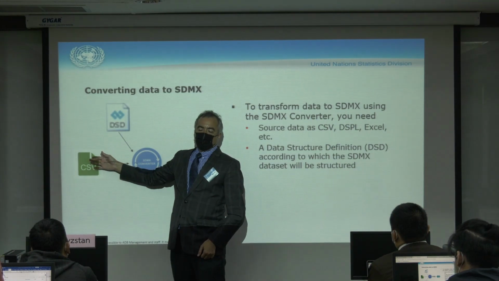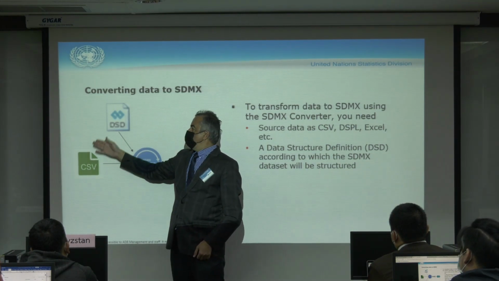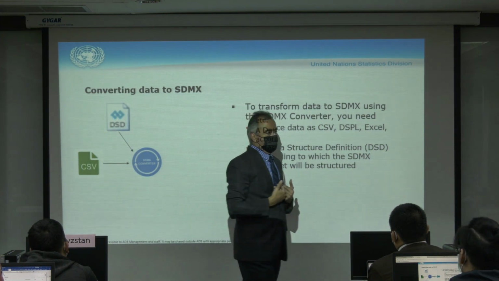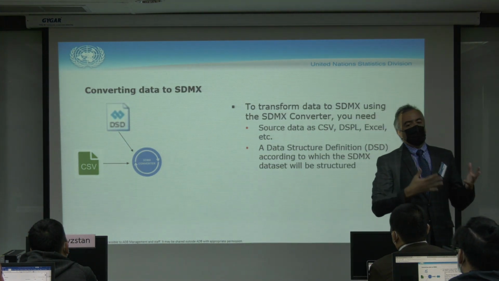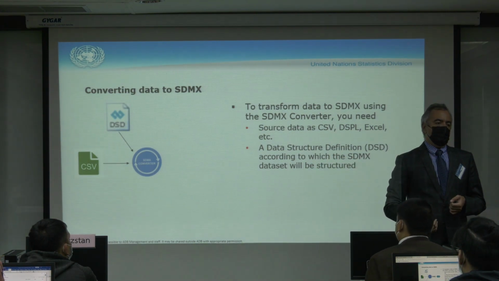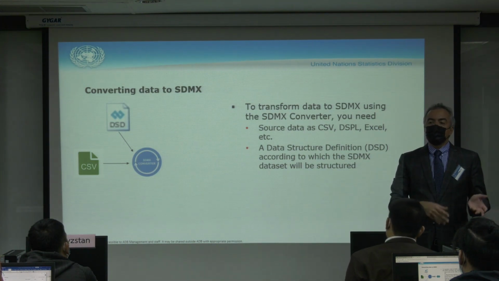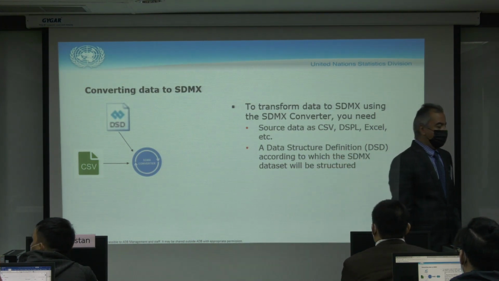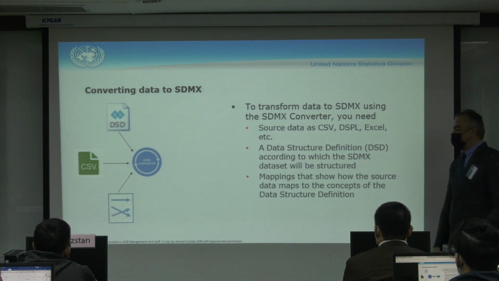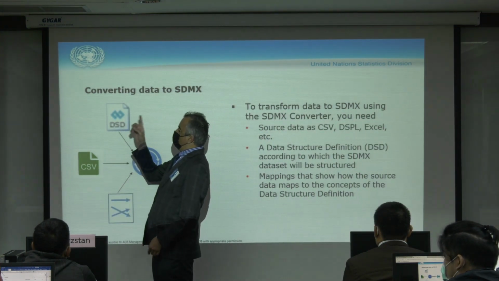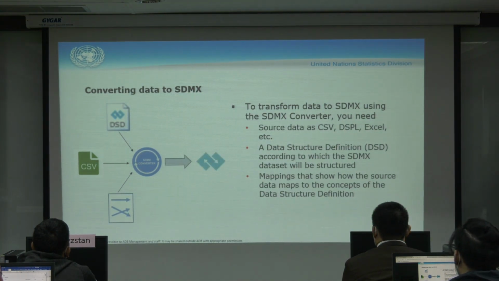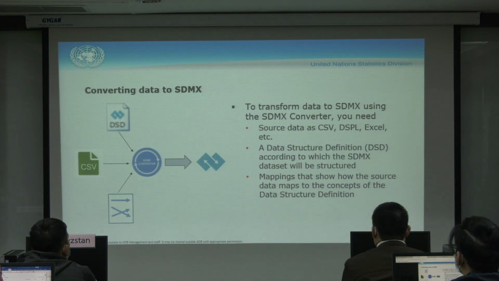You have your non-SDMX data set, and you have an SDMX DSD. How does the computer know which concepts in your CSV file correspond to which concepts in the SDMX DSD? And which codes correspond to which codes of the SDMX DSD? You need mappings. Mappings that show how source data maps to the SDMX DSD. And once you have all that, you get an SDMX data set.